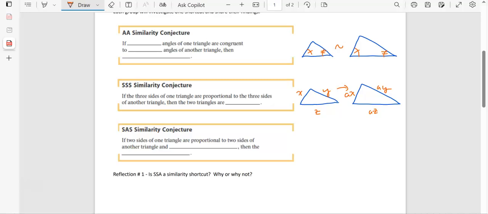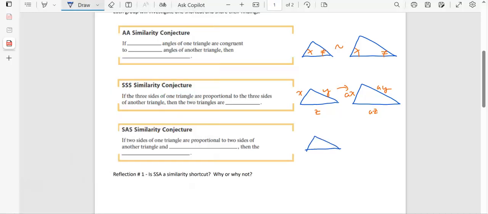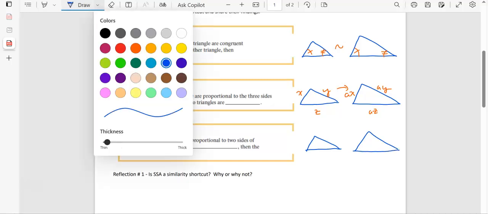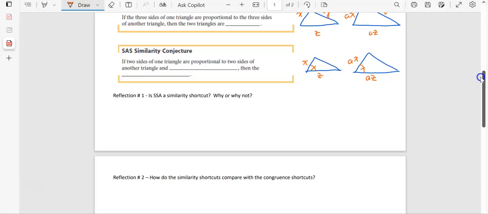And then side angle side similarity is two sides that are proportional. So we have an X and an AX, a Z and an AZ, again, A being our scale factor, and the included angle. All right, and that gives us a similarity shortcut. Side, side, angle, still not a similarity shortcut, and so we don't have to worry about that.